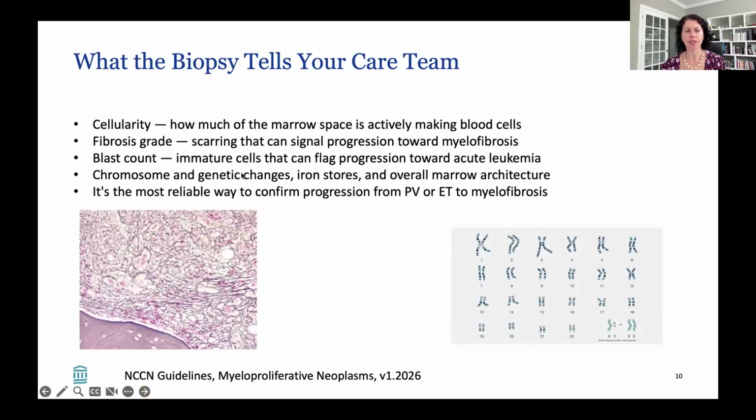So what the biopsy tells us, I talked a little bit about this, but I'll just repeat a little bit. It tells us the cellularity, how much of the bone marrow space is made up of cells, because the rest is made up of fat cells, and that's okay. It's normal to have that. It also looks at the fibrosis or scarring grade.